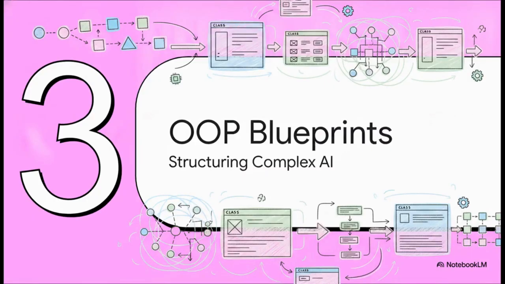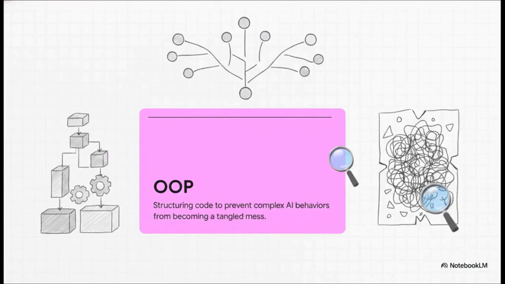Which brings us to Section 3, Object-Oriented AI Blueprints. The syllabus puts a huge focus on object-oriented programming, or OOP. Honestly, it's simply a method of structuring your code to prevent complex AI behaviors from becoming a totally tangled mess. Because without OOP, trust me, your hundreds of variables and thousands of functions will eventually turn into this massive, unreadable bowl of digital spaghetti. OOP is the structural foundation that keeps your expanding code organized, predictable, and scalable.